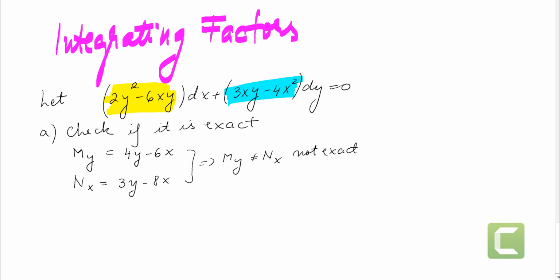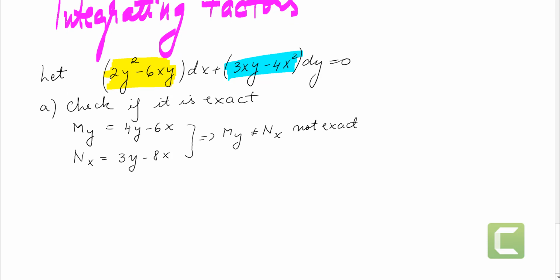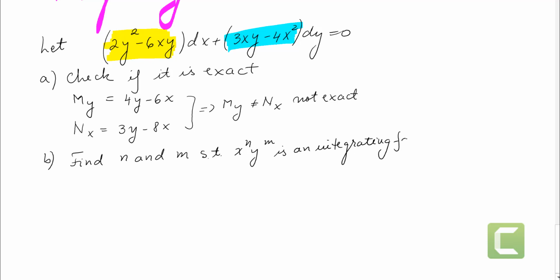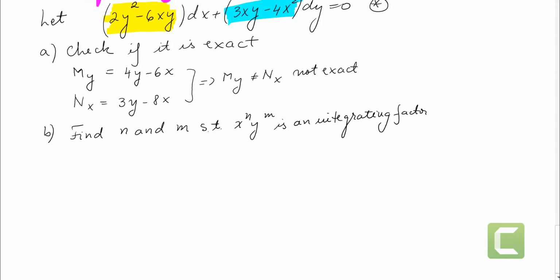So what do we do when the equation is not exact? Well, you guessed. We are going to use integrating factors. But for this particular problem, we know the shape of the integrating factor, but we need to find the exact factor. So find n and m such that x to the n, y to the m is an integrating factor of equation star, which will make the equation an exact equation.